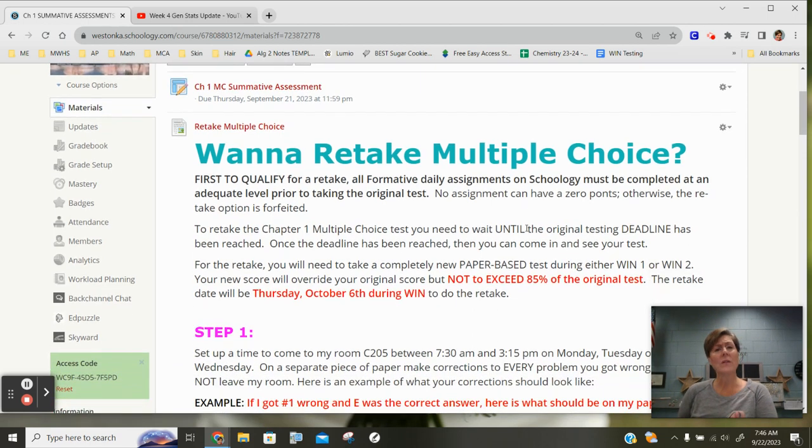The second thing, to qualify for retakes, you cannot have any missing homework in Skyward for Chapter 1. If you have any missing homework, you do not qualify for a retake, so you forfeit that already.